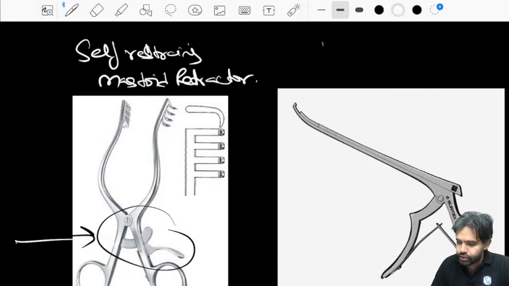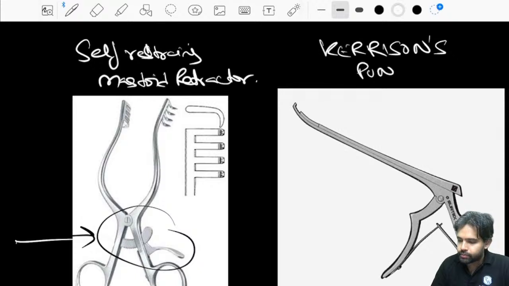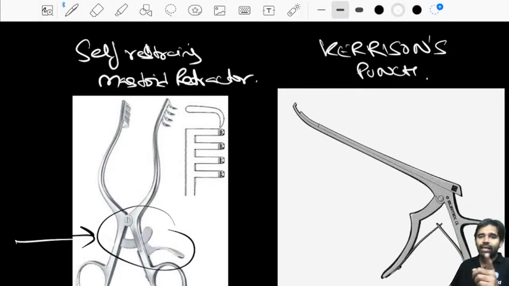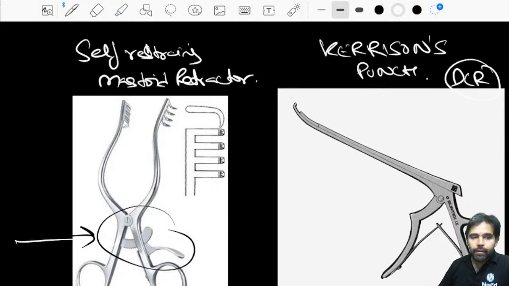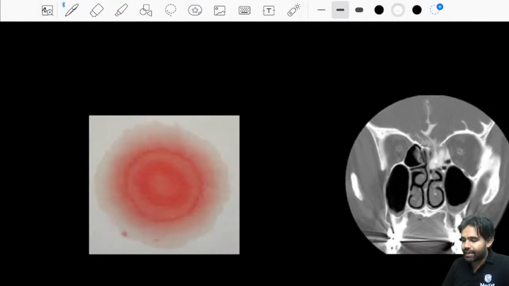And this Kerrison's punch has been asked once in your NEET PG PYQ. This is the punch that you use to go into the agger nasi for endo-DCR, for dacryocystorhinostomy surgery. As you know, there is now a software kind of randomization of questions. So 1 or 2 questions when they have to pick from the nose, some dacryocystorhinostomy questions also get picked up, and that's why this has come.